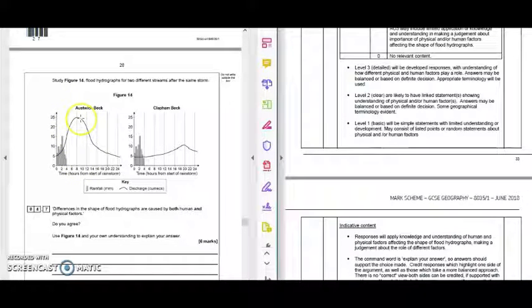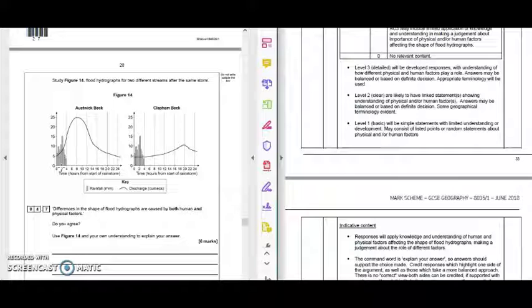So why is that? Well, it is due to physical reasons. For instance, rainfall. It's not really going to flood if it doesn't rain a lot. Also, there could have been some snow melt. There could have been steep slopes. There could have been impermeable surfaces. Impermeable rock, just like the natural geology of the area. So there's loads of different physical factors.